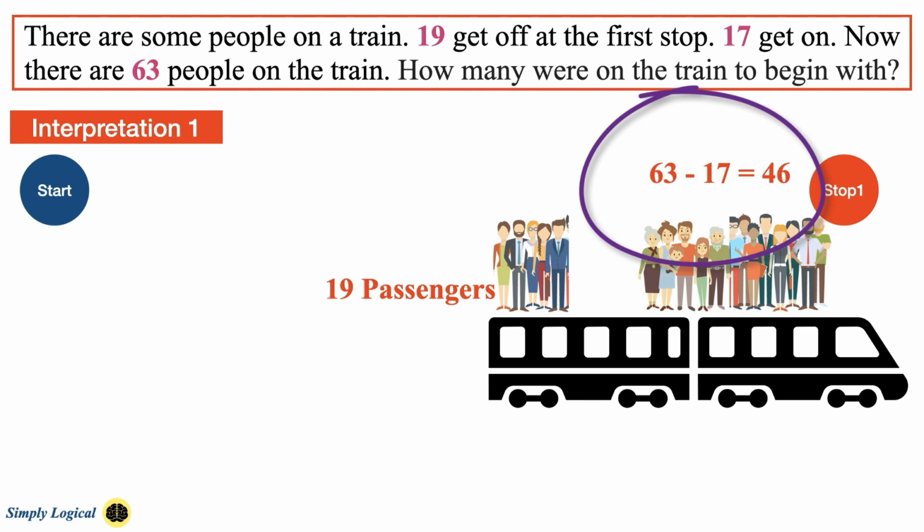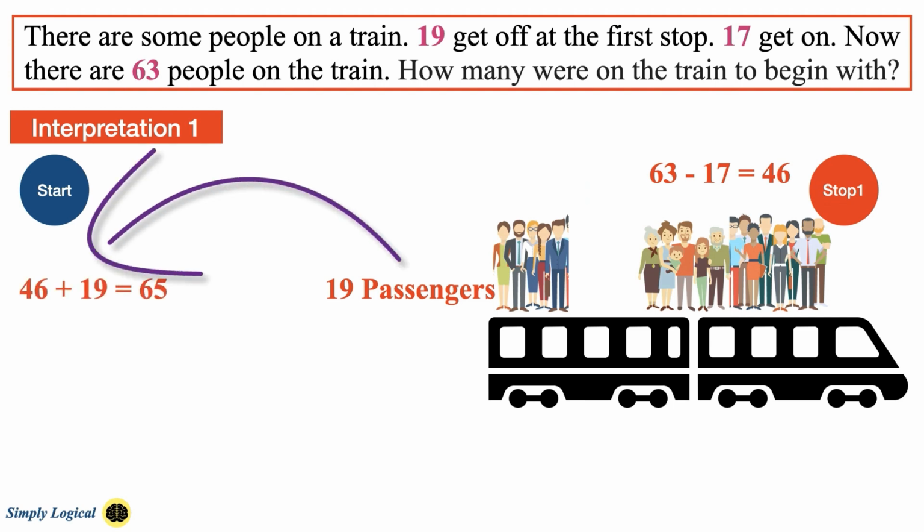That is 63 minus 17, which is equal to 46. Now add old passengers plus passengers who got off at the first stop. That is 46 plus 19, which is equal to 65. So there must have been 65 people on the train in the beginning.